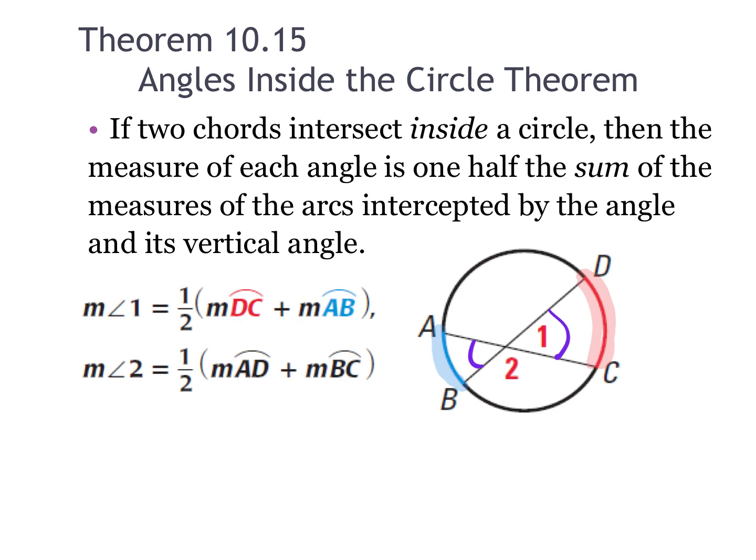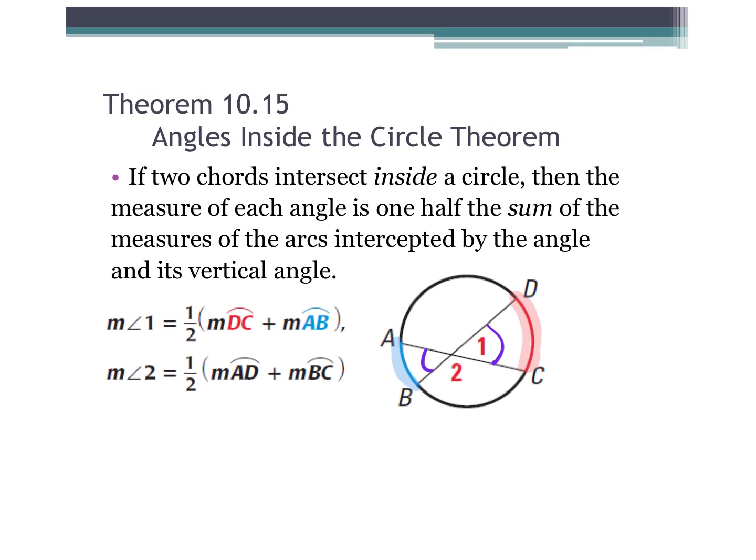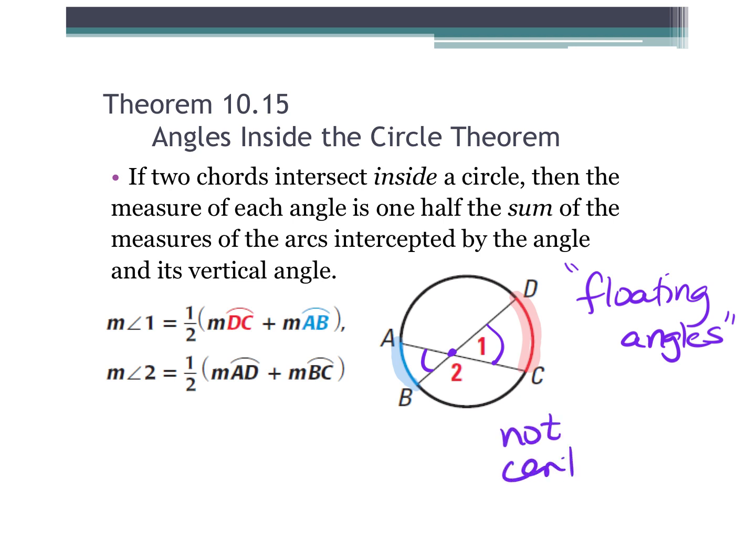Now, to me, these angles that are inside here that are formed by these intersecting chords sort of look like they're floating inside the circle. So I refer to this theorem as the floating angles theorem because it looks like they're floating inside. Now, this vertex here is not the center. So these angles are not central angles. If they were central angles, then the arc measure would be equal to the central angle measure. But these are floating inside, and that vertex is just somewhere in the circle.